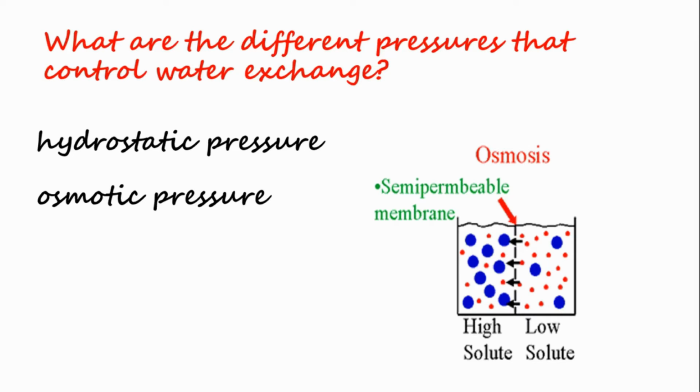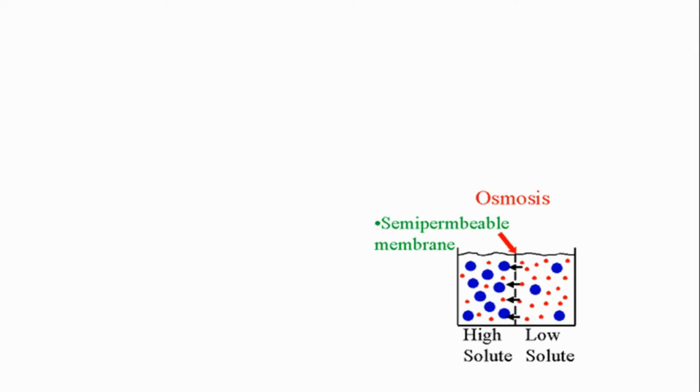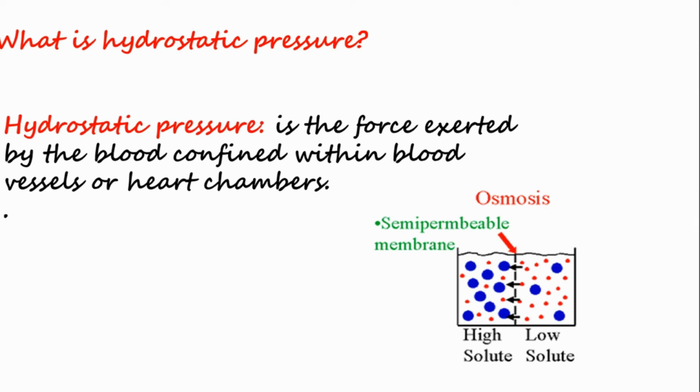What are the different pressures that control water exchange across capillary? There are two main pressures that control water exchange across capillary: hydrostatic pressure and osmotic pressure. What is hydrostatic pressure? Hydrostatic pressure is the force exerted by the blood confined within blood vessels or heart chambers.